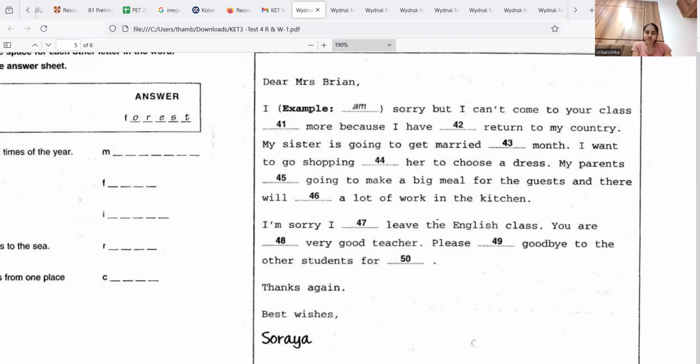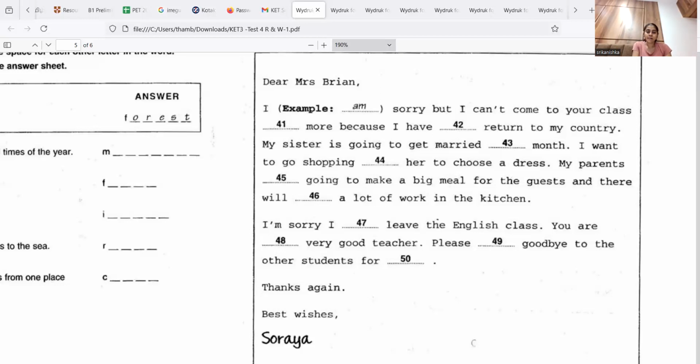Please dash goodbye to the other students. Please inform? Not inform. Goodbye means informal, right? "Inform" is official. Please say goodbye. S-A-Y. Write it down, 49. "Say", S-A-Y. Say goodbye. Write it down. You are going to be all right once you do this. Say goodbye to the other students.